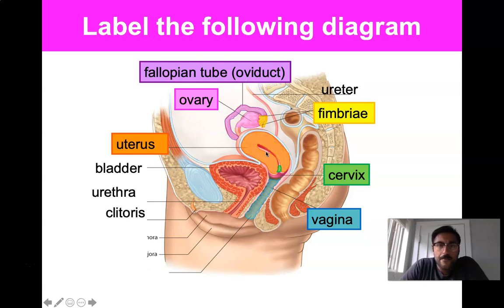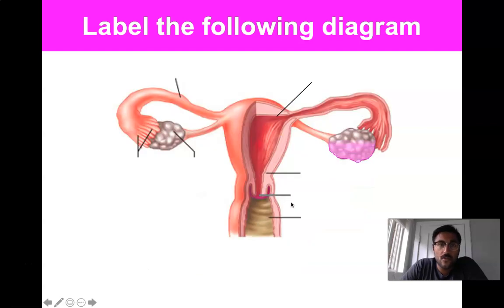The bladder, the urethra, and the clitoris. There's two labia, the minora and the majora. And then we're going to just talk about each of these, some in more detail than others. So moving forward here, we've got a cross section of the female reproductive system. We'll go through some similar structures as on the last slide.